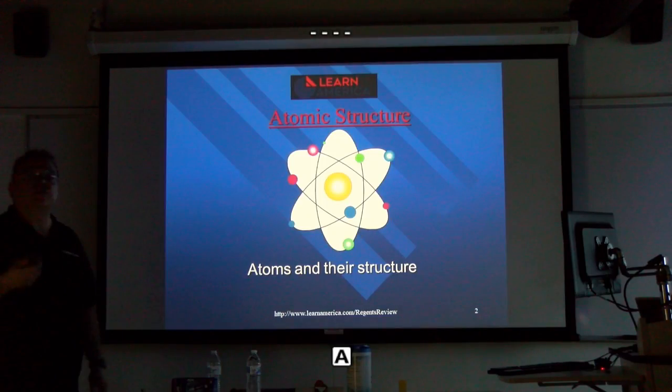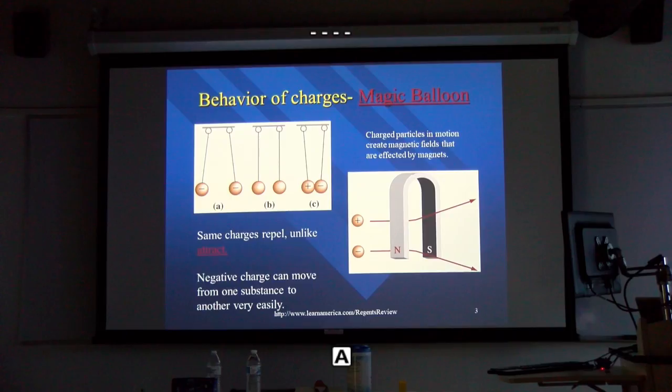But to understand the atom, you have to first understand the fundamentals of charges, right? For example, we all know, well, hopefully we know, that like charges repel. So if something has a negative charge and something else has a negative charge, they'll repel each other. If we have particles that have opposite charges, they will attract.